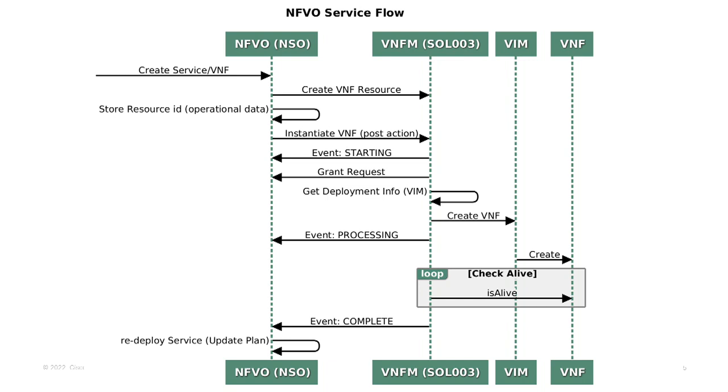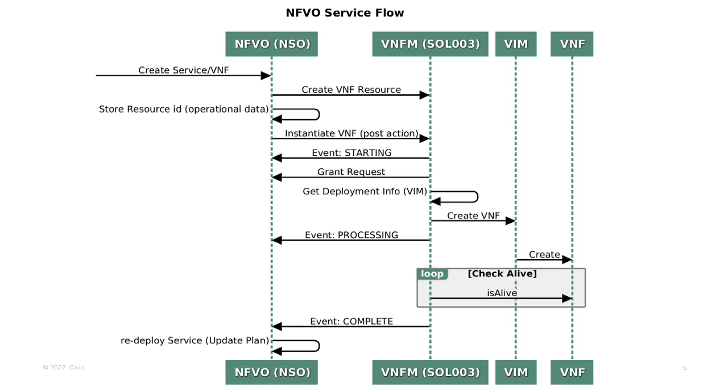So it starts with a starting event and then a grant request to NFVO, which is then responded by NFVO, wherein VNFM goes and requests the Vim to deploy the VNF. And then once the VNF starts getting deployed, you will see a processing event. And then there's the check alive state, wherein VNFM checks if the VNF is alive to mark it completed. And then eventually the last event is VNF complete event, which redeploys the service and converges the service on NFVO.